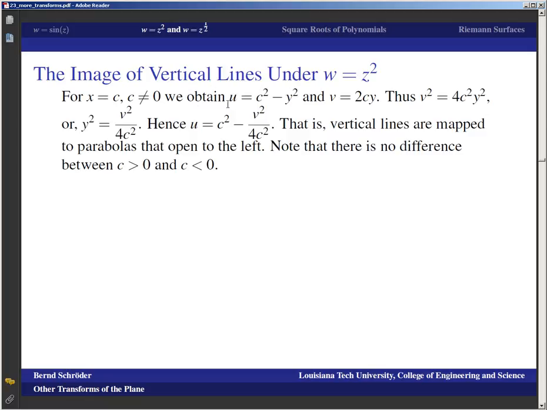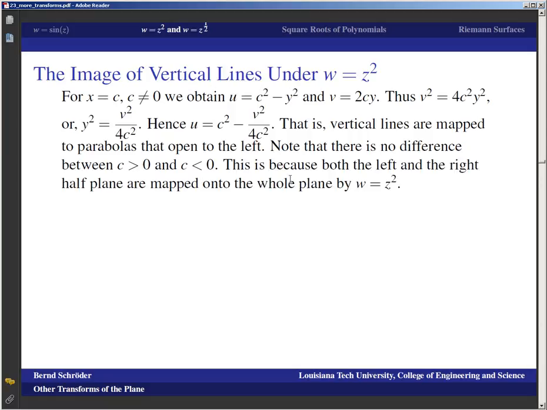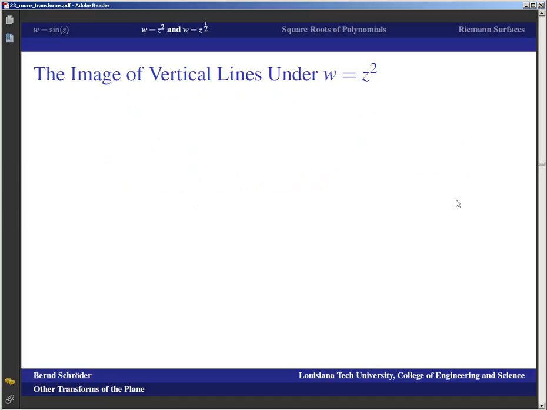And notice here that because everything is getting squared, there is no difference between c greater than 0 and c smaller than 0, at least in the image. And that is because both the left and the right half plane are mapped onto the whole plane by w equals z squared, if you want to look at it that way.